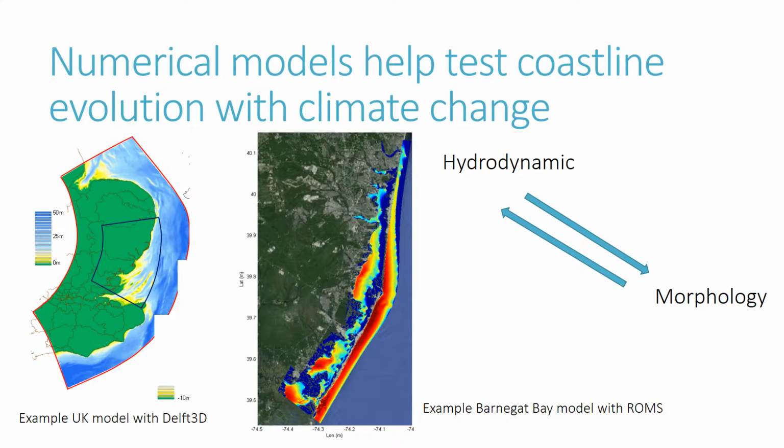Numerical computer models are a useful tool that can help investigating beach nourishment options under a variety of external forcing conditions and under future climate change scenarios. Many numerical models allow the coupled simulation of hydrodynamic and morphodynamic processes.